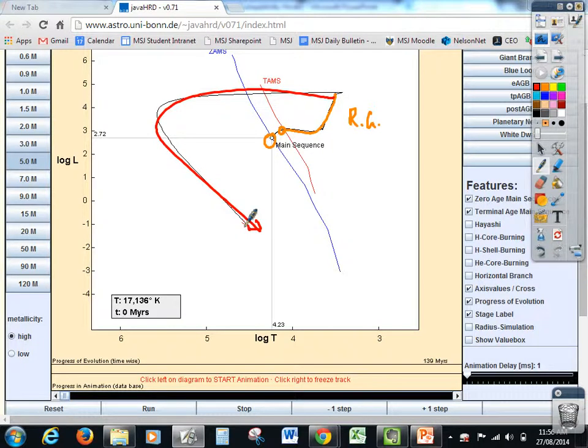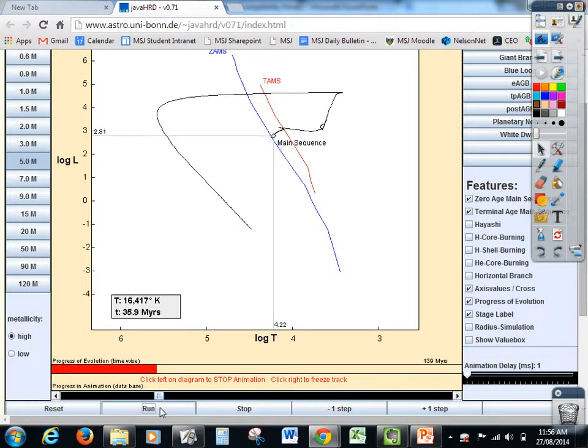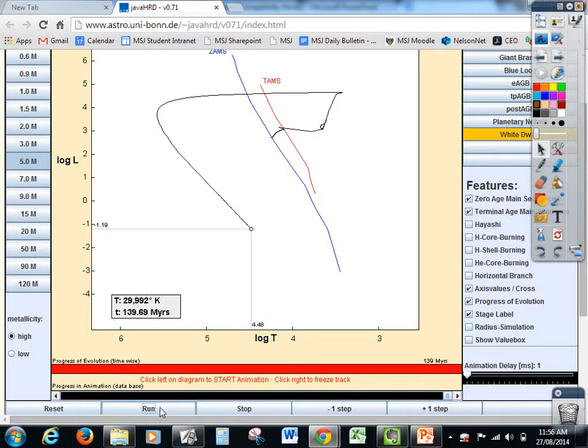Now remember, for our sun, that took 13 billion years all over. Okay? Now this is a star which is 5 times the mass of our sun. Do we expect this to be a shorter or a longer time? Shorter. Okay? So let's have a look at its run through and down. All up, let's have a look at the time taken for this star. The time taken from birth to death is 140 million years.